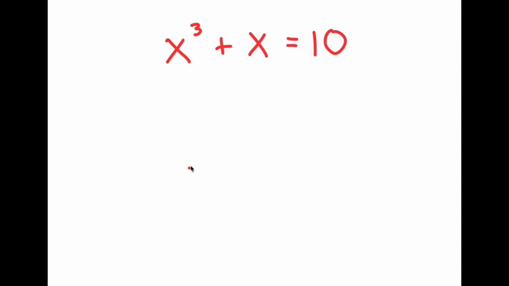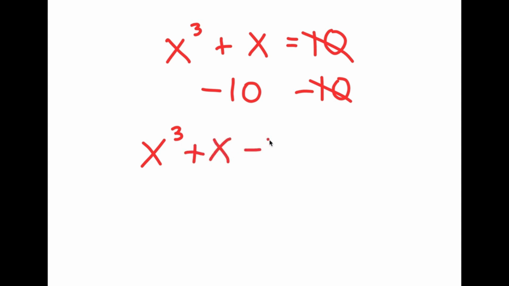Alright, so in this problem, I have x to the power of 3 plus x is equal to 10. To solve this, I'm going to first start by subtracting 10 on both sides. If I subtract 10 on both sides, these two cancel out, and I get x to the power of 3 plus x minus 10 is equal to 0.